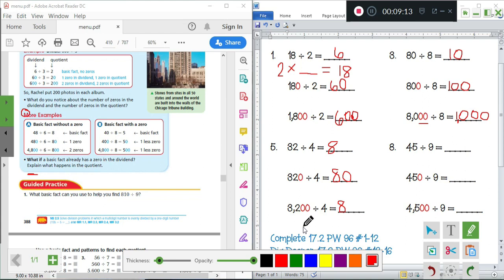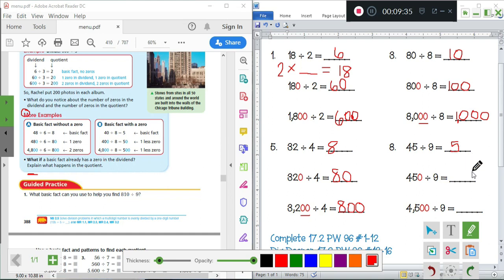How many zeros do I need to add now? Great job, exactly. I need to add 2 more zeros to my quotient. All right, one more together. 45 divided by 9. Yeah, I knew you guys would know that one right off the top of your head.